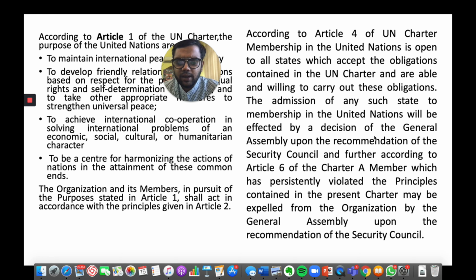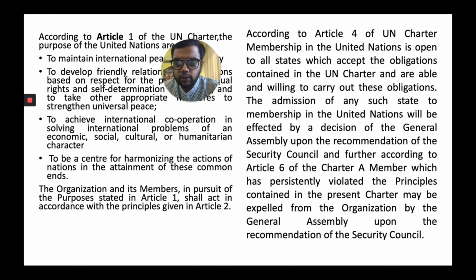Now, whenever a particular state has to be expelled from the United Nations, the same procedure will be followed, but under Article 6. That is, the decision has to be of the General Assembly, but only after a recommendation has been made by the Security Council.